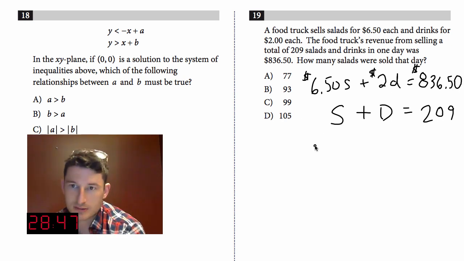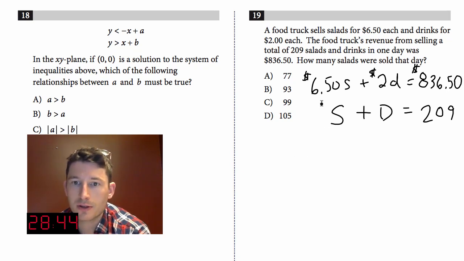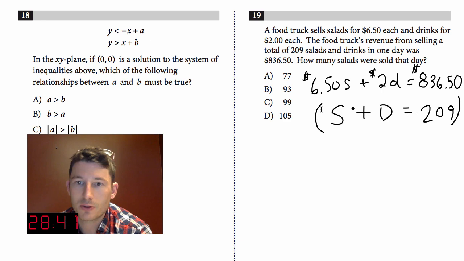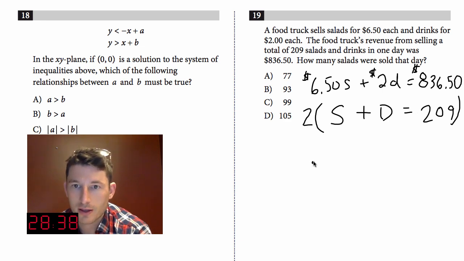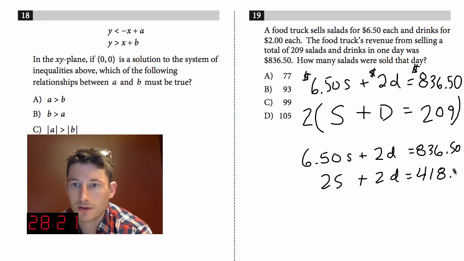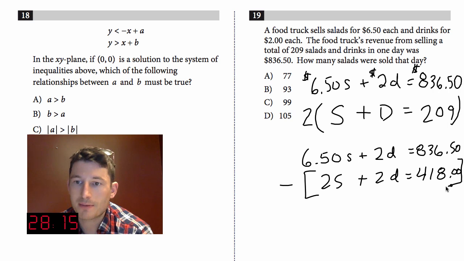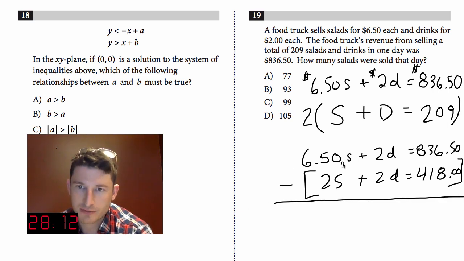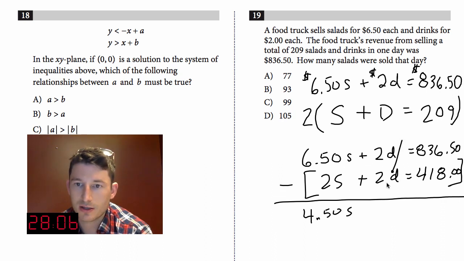So now, what do you want to do with this? There's a couple of ways to solve it. The one way I would do it, I would multiply this whole bottom one by 2, and I'll show you why. I'll write the original one again: 6.50s plus 2d equals 836.50. And 2s plus 2d equals 2 times 209, which is 418. Now I'm going to subtract the bottom equation from the top one. So 6.50s minus 2s is 4.50s. 2d minus 2d cancels out.